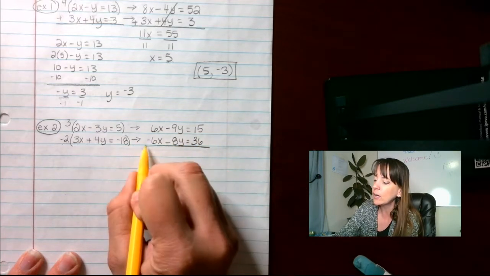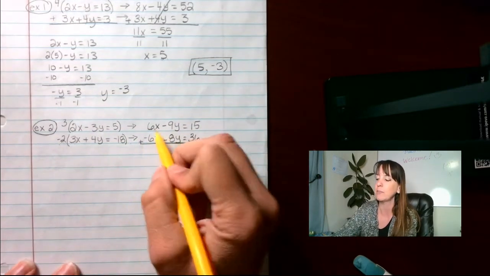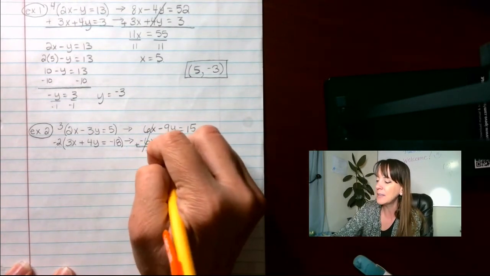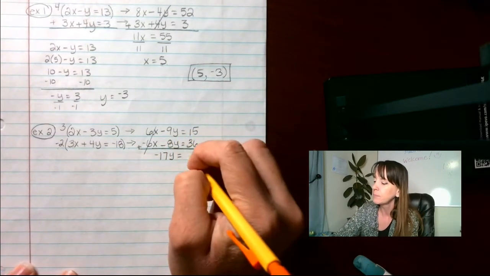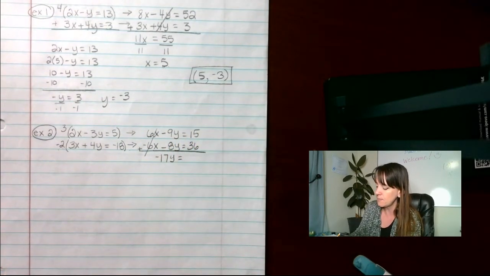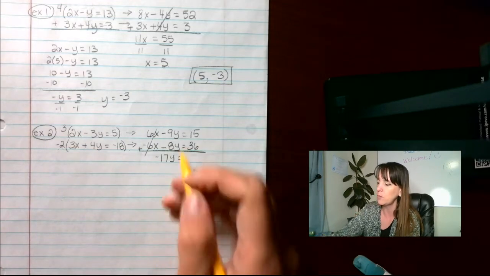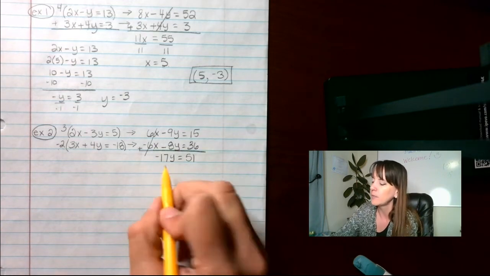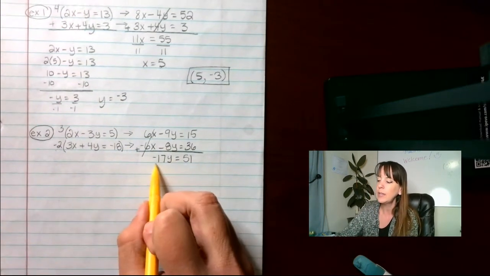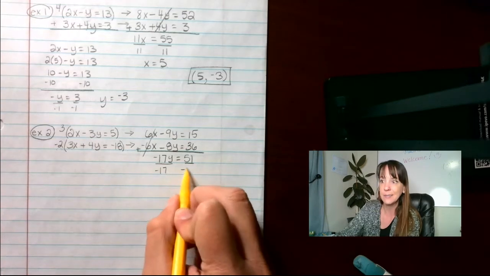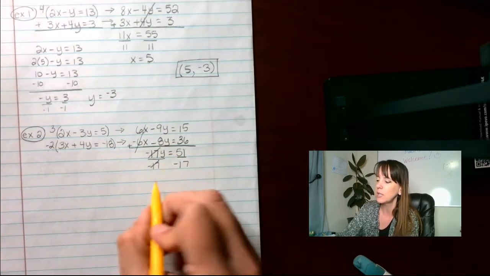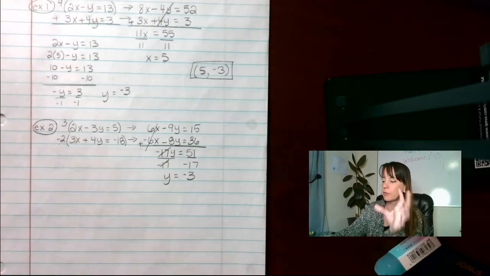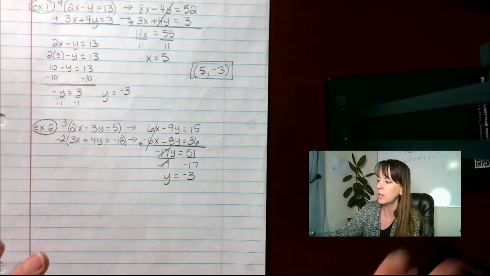All right, now we are in a position to eliminate because we have +6 and -6. So bam, get that out of the way. We are left with -17y equals 51. And then, is that 3? Yeah, 3. So now we can divide both sides by -17, and these cancel out, y equals -3. Again, you're going to want to grab one of those equations, top or bottom.